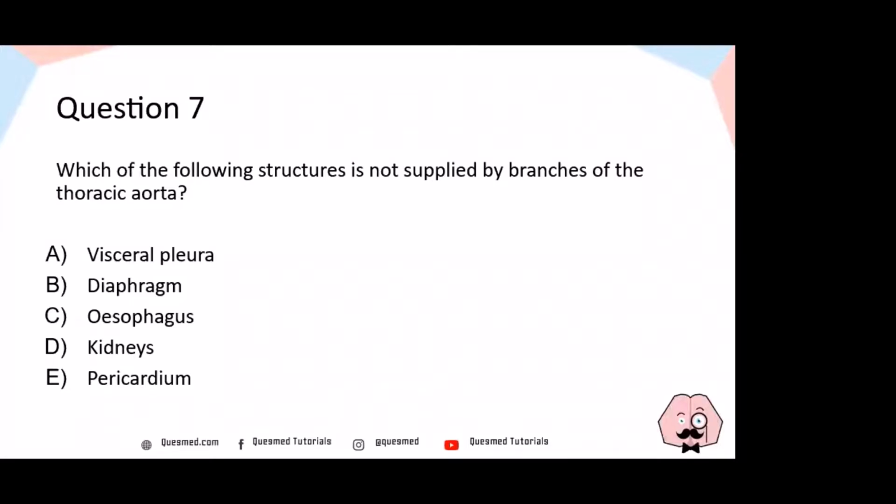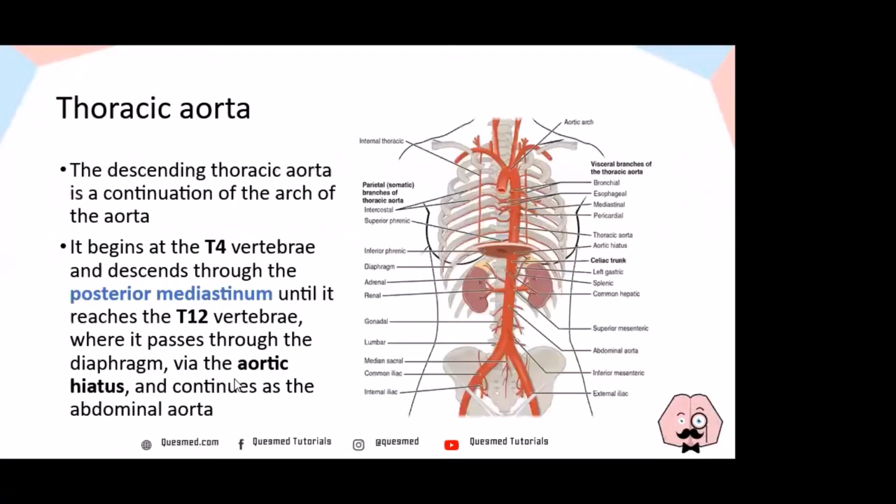So we've got 40% of you have said D, kidneys, and then a smattering have said the other options, and the answer is D. So the key is which is not a branch of the thoracic aorta, and the answer is kidneys, because the renal arteries come off the abdominal aorta, not the thoracic aorta, whereas all the other structures are supplied by the thoracic aorta.